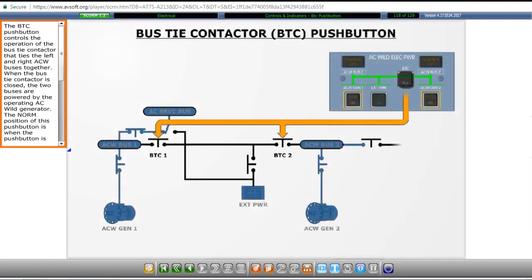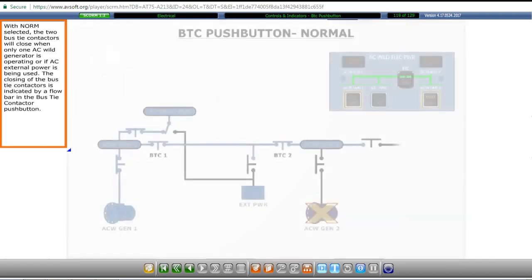The bus tie contactor push button controls the operation of the bus tie contactor that ties the left and right AC wild buses together. When the bus tie contactor is closed, the two buses are powered by the operating AC wild generator. The normal position of this push button is when the push button is released out. With normal selected, bus tie contactors 1 and 2 are open and the two AC wild buses are powered by their respective AC wild generator.